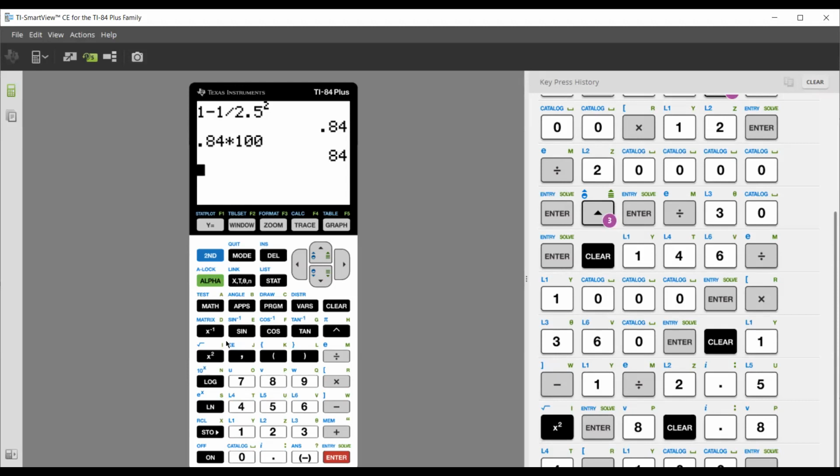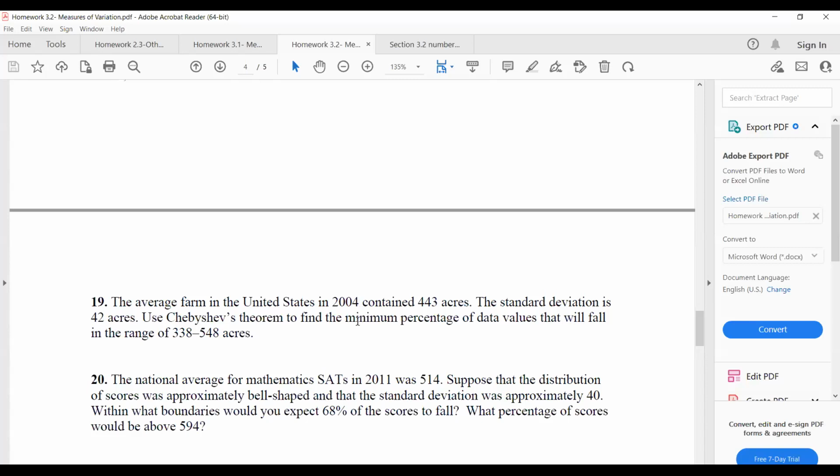Now, there's nothing wrong with saying, I have, between the two numbers, between 548 and 338, and then dividing that by 42. But remember, K is from the mean to one of the endpoints. So if you do it between the max and the min, you're going to end up with twice K, because you're going to be on both sides.